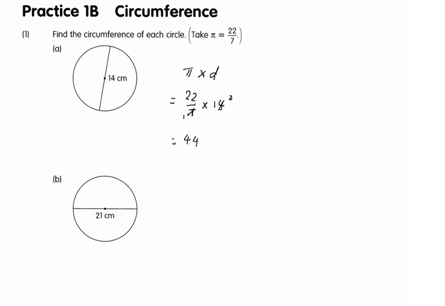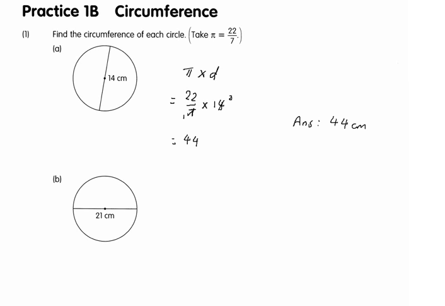Okay? So remember, write ANS: 44 cm. Yes, take note of the units. Sometimes it's cm, sometimes it's meters. Okay, let's look at the next question.